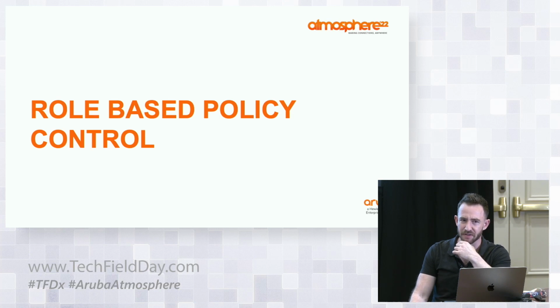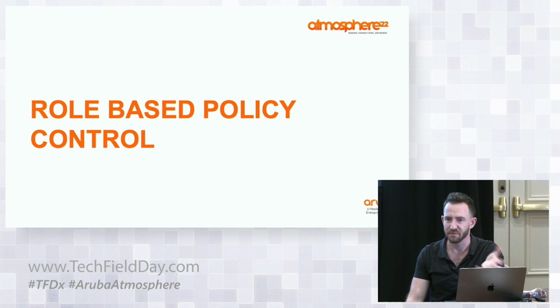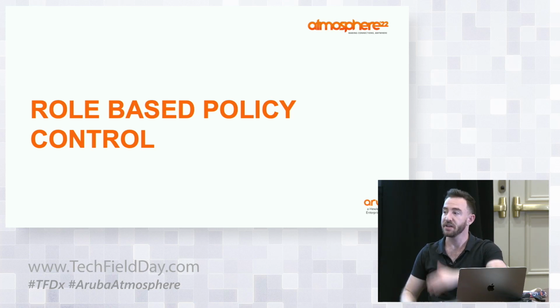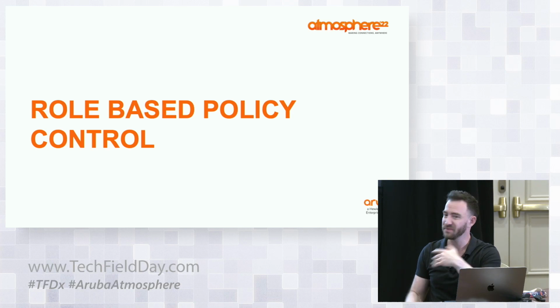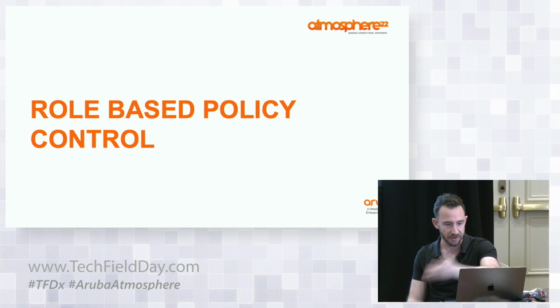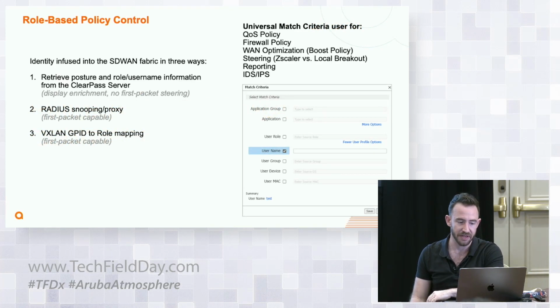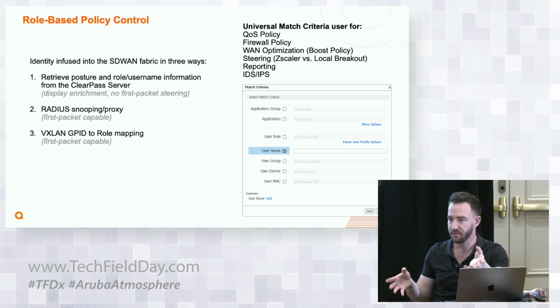Last year we introduced visibility, so integration with ClearPass, so that as flows traverse the enterprise appliances, you could see role information, user information for every single flow. Now we're taking that one step further, and we're enabling the administrator to use those roles for policy enforcement.